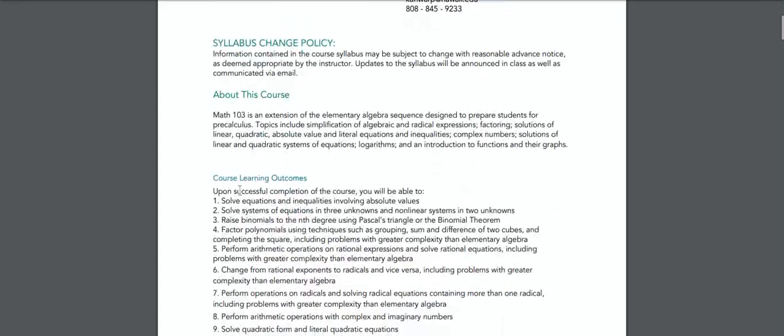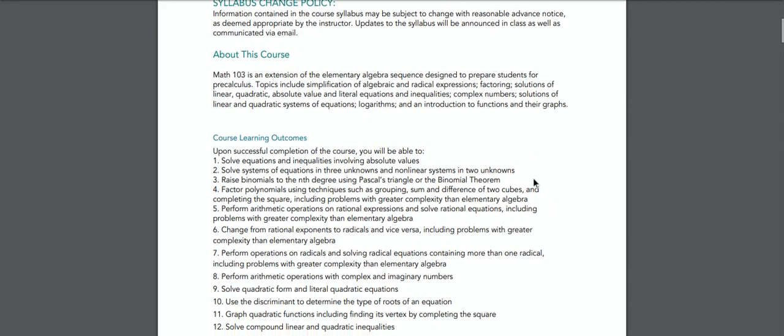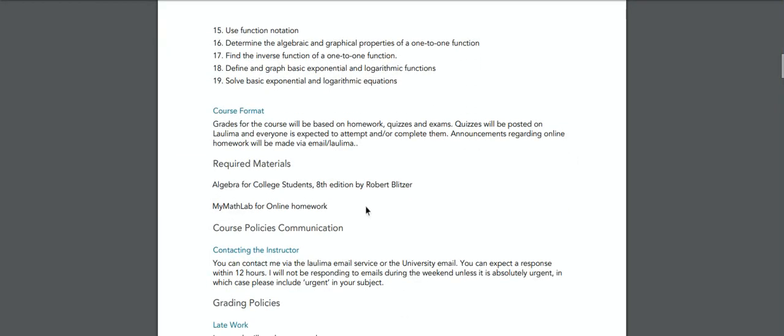Let's see, these are your course learning outcomes. This is all the things that you will end up learning by the end of this semester. Required material is the 8th edition book and the MyMathLab for online homework.